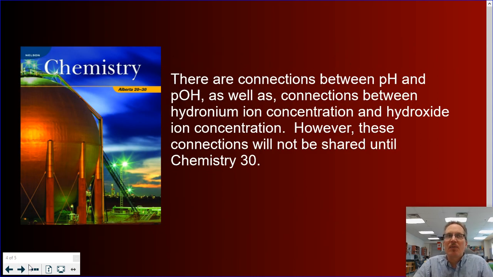Now, with what we've been doing with formulas, we've been using pH to solve for hydronium ion concentration, and we've been using pOH to solve for hydroxide ion concentration and vice versa. There is a connection between pH and pOH as well. There's also a connection between hydronium ions and hydroxide ions. However, we're not going to actually share those connections until we get to Chemistry 30. So we're going to strictly keep with pH and hydronium ion together, pOH and hydroxide ion together. No connection between the two categories yet.